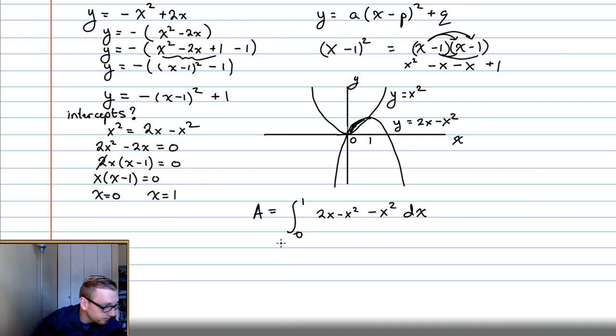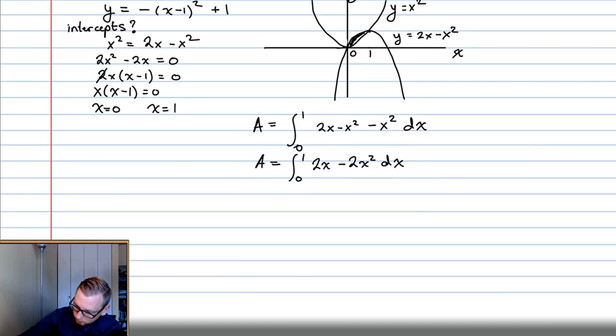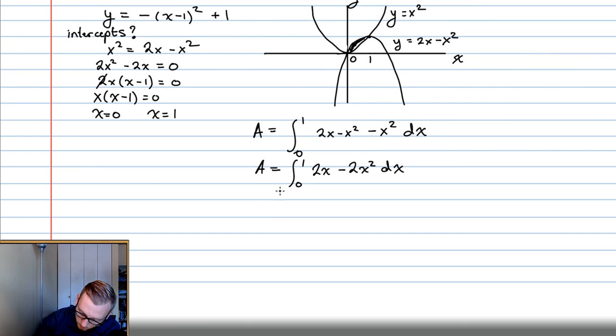What will that give us? Well, then we've got area equals integral from 0 to 1, 2x minus x squared is just minus 2x squared dx. Then, well, we could take the 2 out. That might make it a little simpler for us. 2, 0 to 1 of x minus x squared dx.